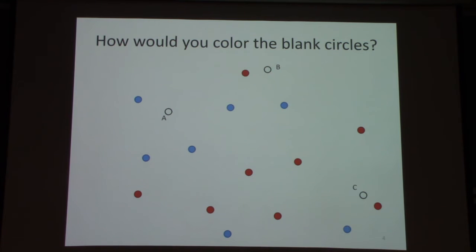The rest of you, let's say I have a bunch of colored circles, and 2 or 3 of them don't have any colors. A, B, and C on the slide. These 3. How would you color A, B, and C? What's the color for A? B? Red. And C? Why?